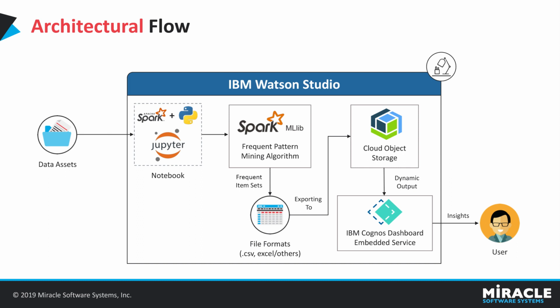Later on, we have created a CSV file for the frequent item sets and sent it to the Cloud Object Storage. From where we have imported the CSV file automatically into the IBM Cognos Dashboard Embedded Service, where we have created data visualizations for the raw data and the frequent item sets as well. Finally, all the associated patterns can be viewed by the retailers. So this is the architecture flow which we have followed for this application.